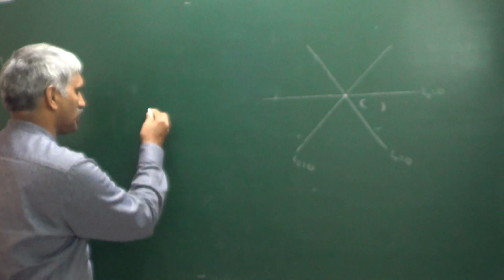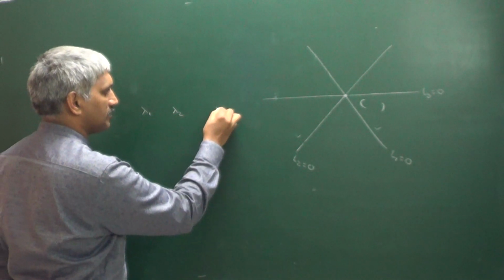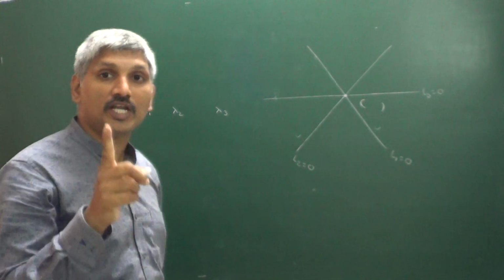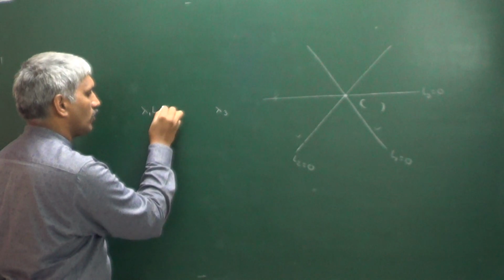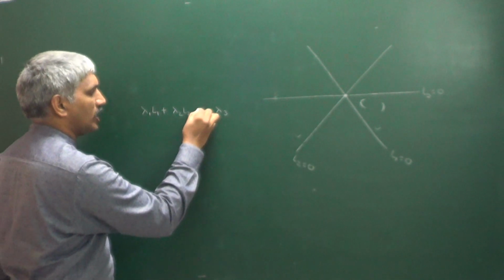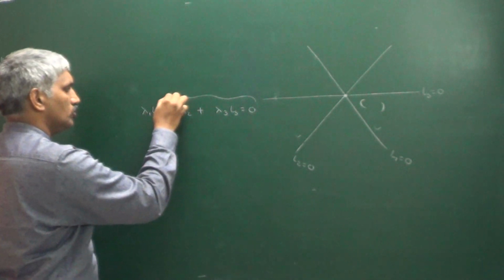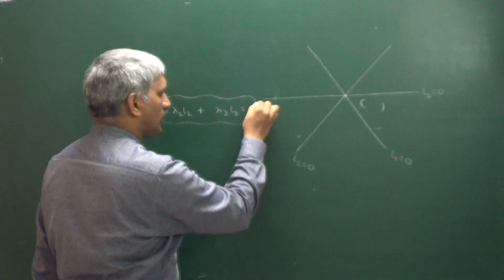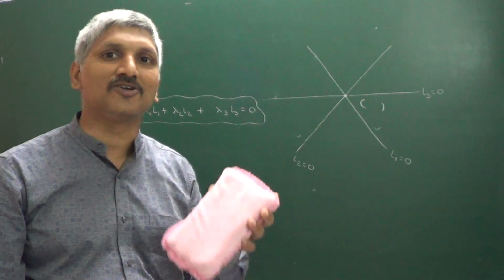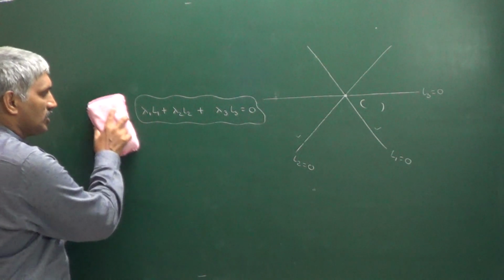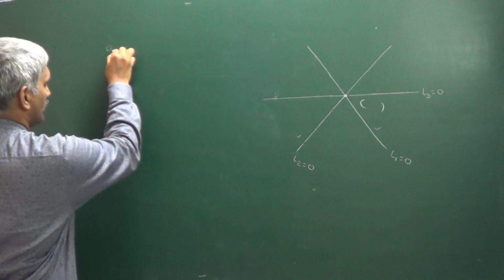Otherwise, there exist lambda 1, lambda 2, lambda 3 such that lambda 1 into L1 plus lambda 2 into L2 plus lambda 3 into L3 must be equal to 0. Then also we say that the three lines are concurrent.